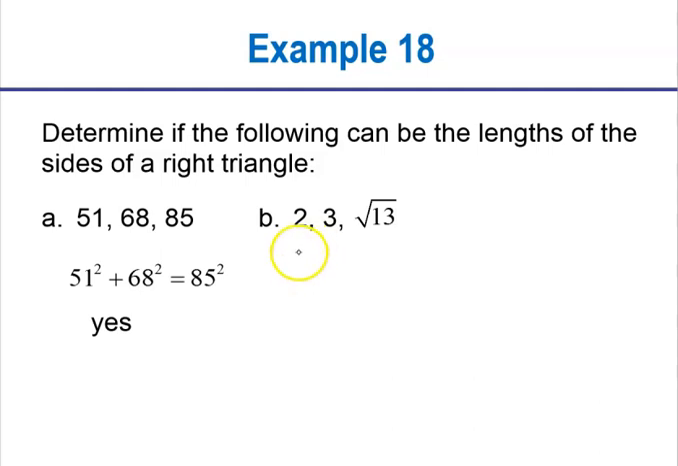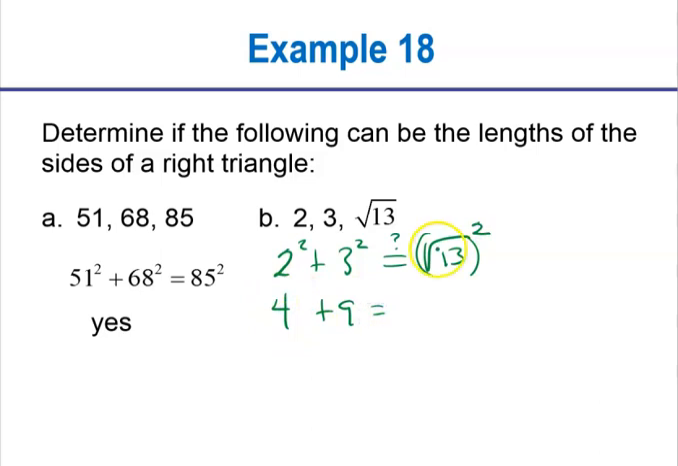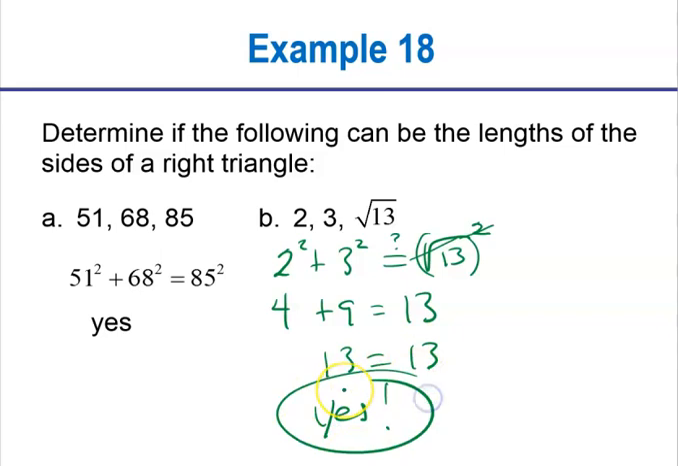So we have 2 squared plus 3 squared. Does that really equal the square root of 13 squared? Okay. There we go. So 2 squared we know is 4, 3 squared is 9, the square root of 13 squared. Remember, these are inverse operations of each other. They cancel out to give you 13. Look, 13 equals 13. Yes, yay, this is a right triangle.